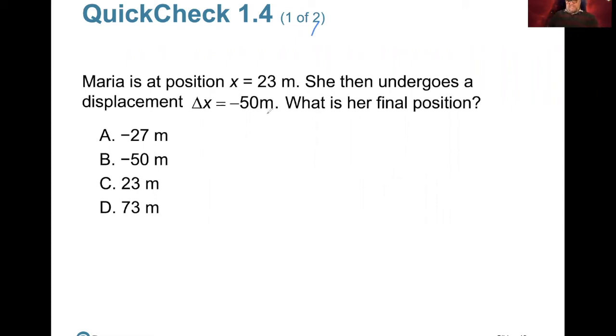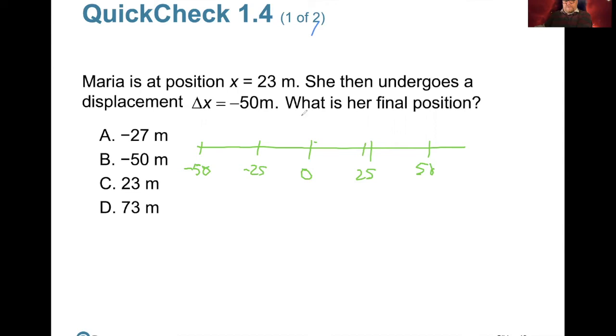Maria is at position x equals 23. She then undergoes a displacement, delta x, which is minus 50 meters. What is her final position? Okay, so I'm going to draw a coordinate system that makes sense for this problem. So I will put my origin here. This will be 0, and I'll say that this is 25, and over here is 50. Then my coordinate system over here, this will be minus 25, and this will be minus 50. Okay, that's just what I picked. So Maria's going to be about here.